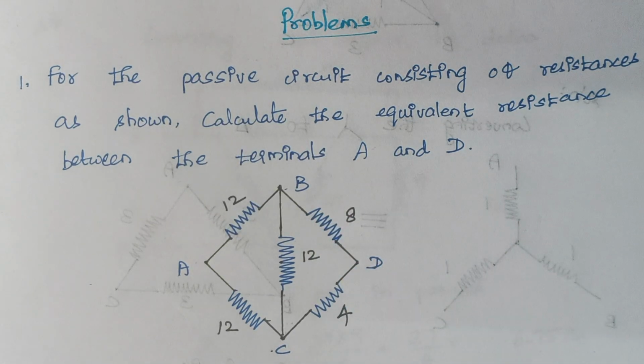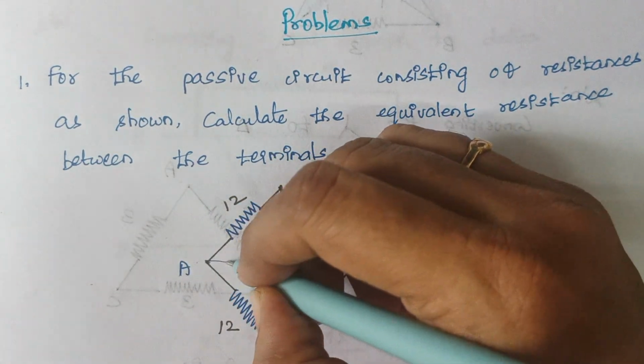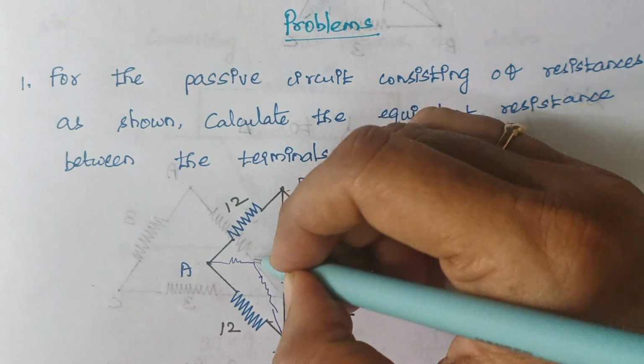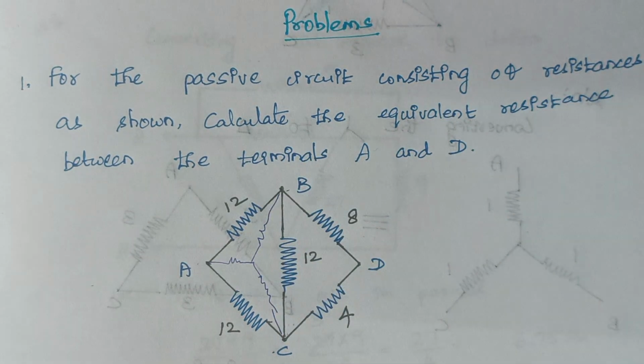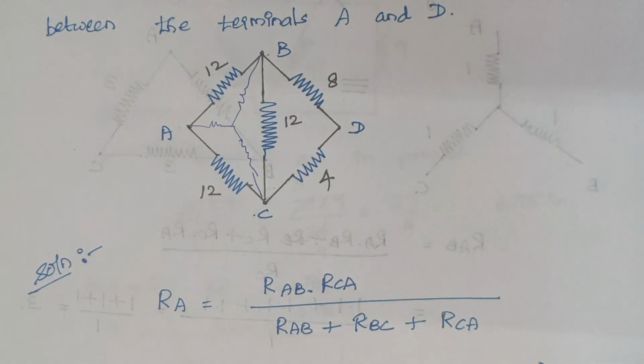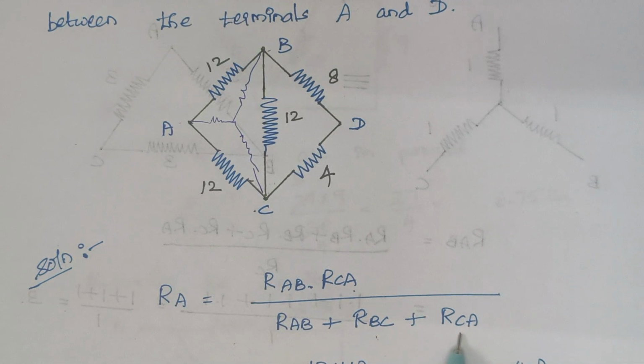So as usual, what is the formula? That is, you just make a guess here. We are going to convert this delta network into a star network like this, right? So again, what is the formula to convert delta to star? So here the formula is RAB into RAC divided by RAB plus RBC plus RAC.